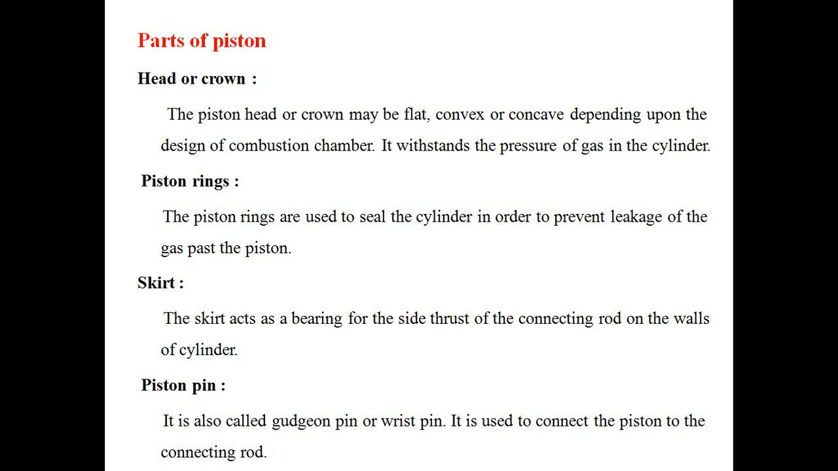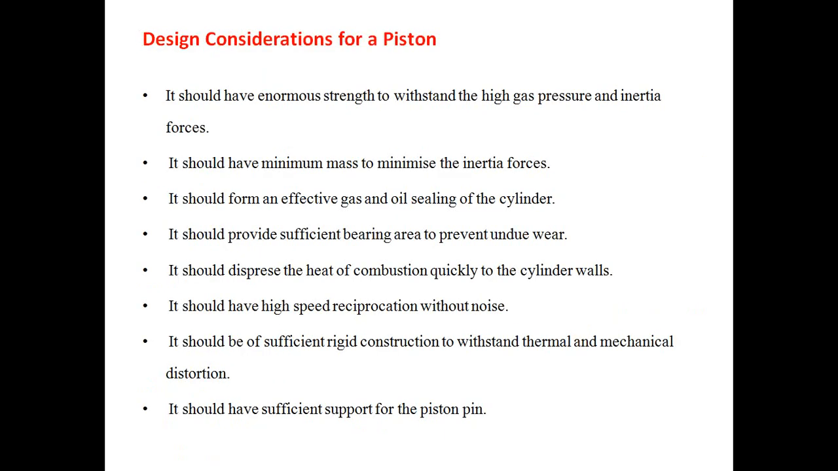Second part is the piston ring. What is the function of the piston ring? The function of the piston ring is to prevent the leakage of gases between the piston and cylinder. And the next part is the skirt. The skirt acts like a bearing for the side thrust of the connecting rod on the wall of the cylinder. And the piston pin. The function of the piston pin is to connect the piston and connecting rod.